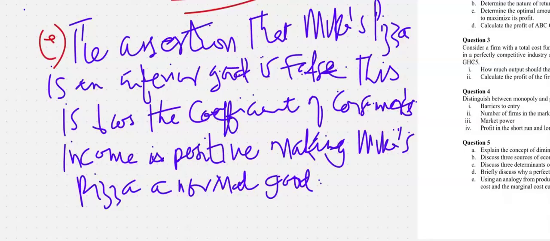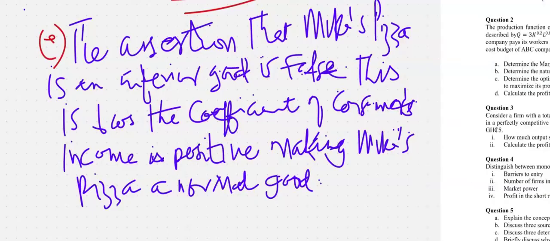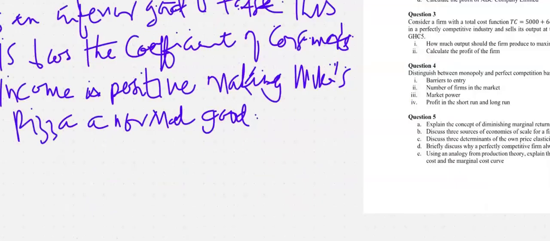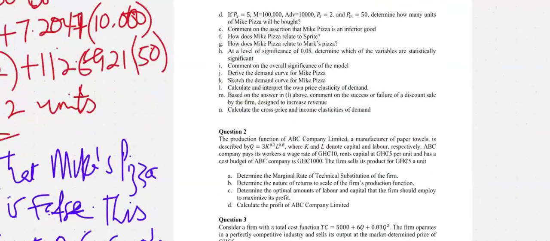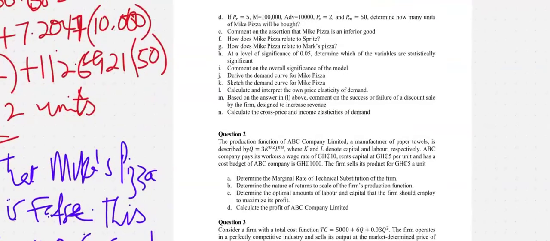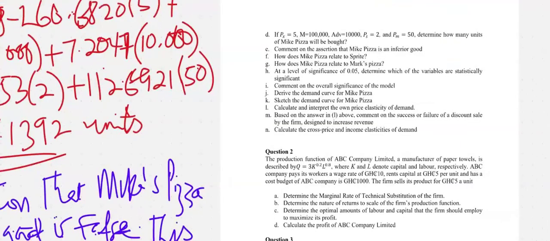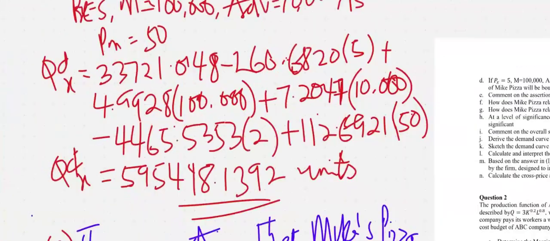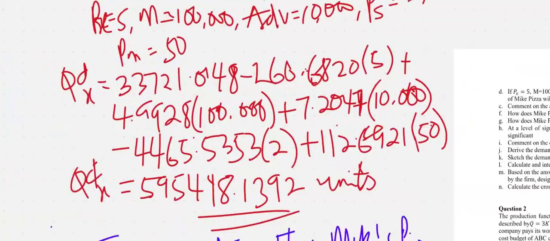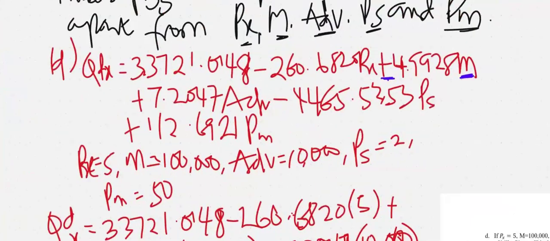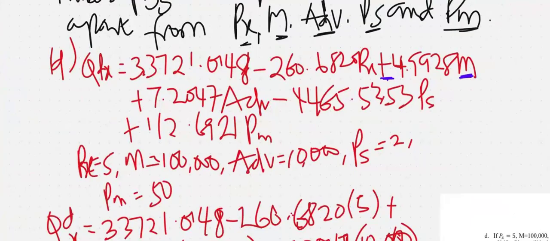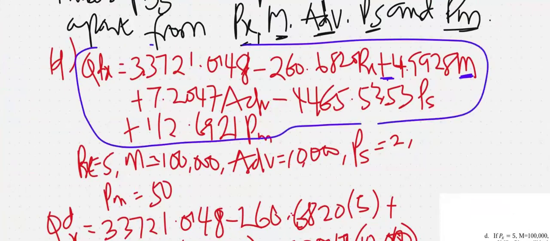So let it be here. I'll switch there. The next question says, how does Mike Pizza relate to Sprite? Okay, so let's go and check there. Ordinarily, I should have gone to requirement A, but because I've cleaned it, I'm using this equation, the regression model which I wrote in question A, to solve it. Ordinarily, you have to look at the A, which contains the same regression model.